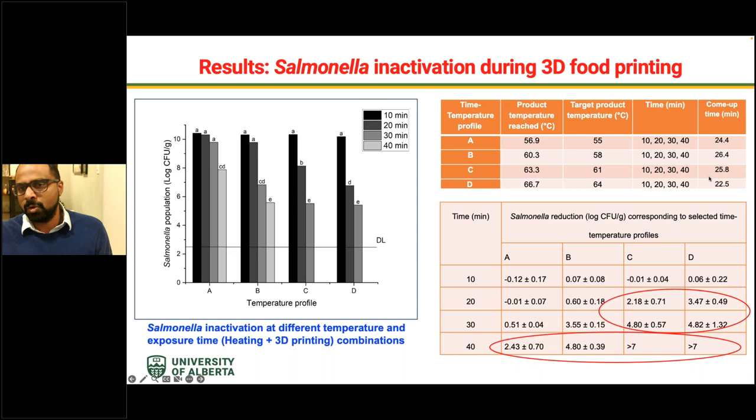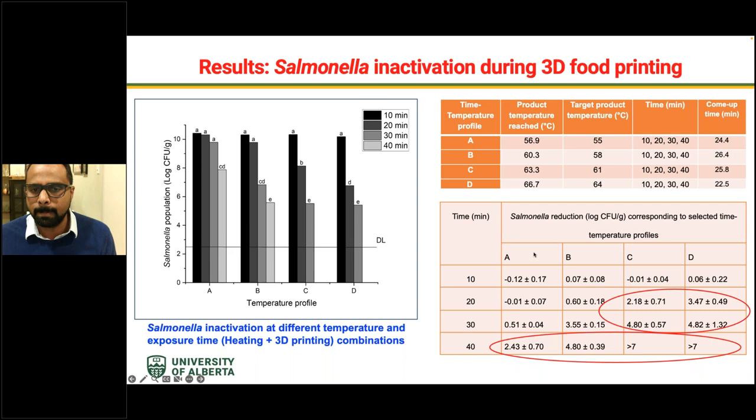So heating was happening at two different temperatures because the product temperature was going up, and then it becomes almost a constant. Okay, so that is very important. And also I want to mention that even at 61 and 64 degrees Celsius, even at shorter times, like 20 minutes, we were able to get significant reduction in the Salmonella population.